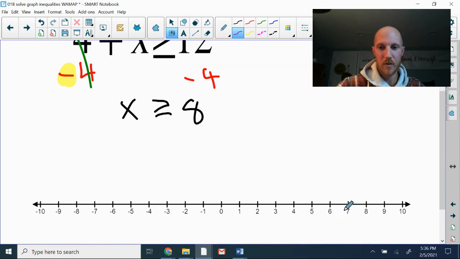And find 8 on my number line. It's going to get a closed dot, and I will shade to the right because this is greater than.